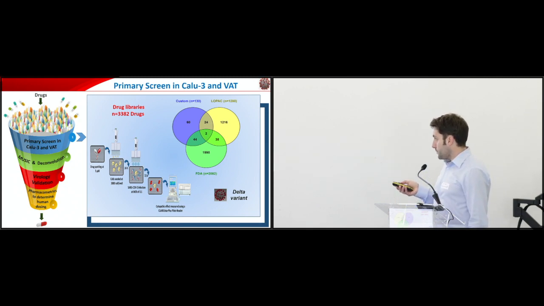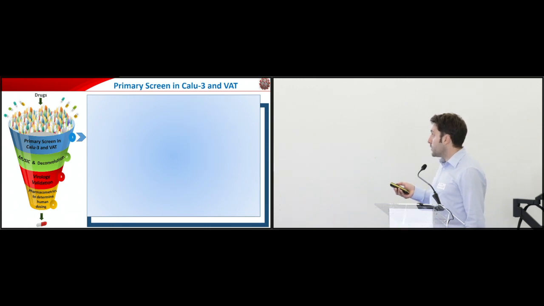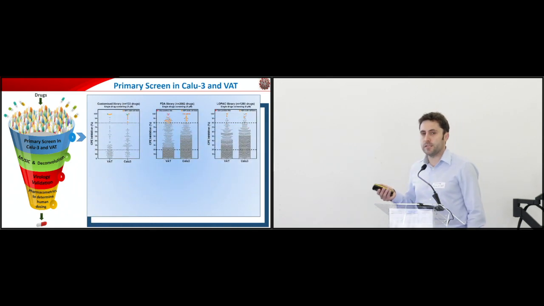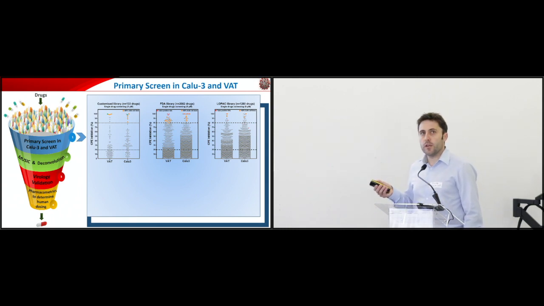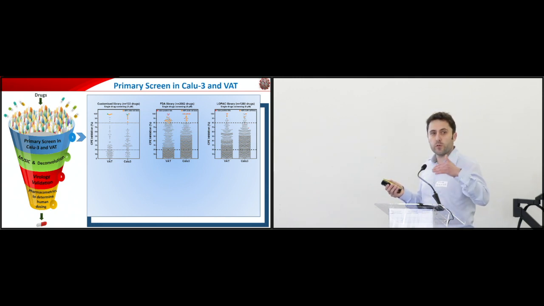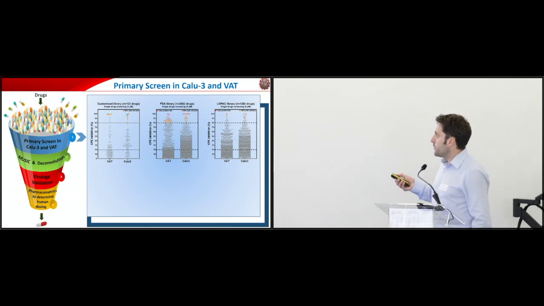The first part of this project was to do what we call a primary screen, whereby we tested the activity of the single drugs of each of the libraries in order to establish a threshold of drugs that have the most likely chance of being successful as a combination. This is just the raw data from this screening.